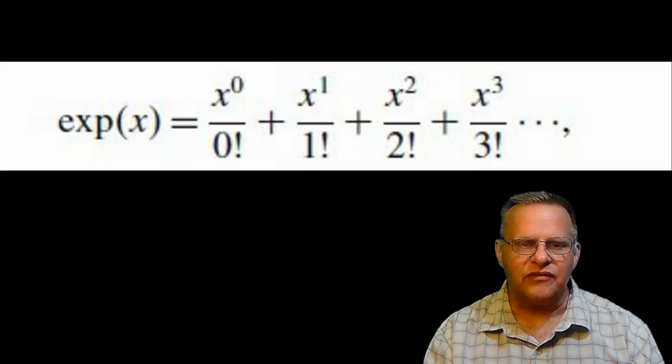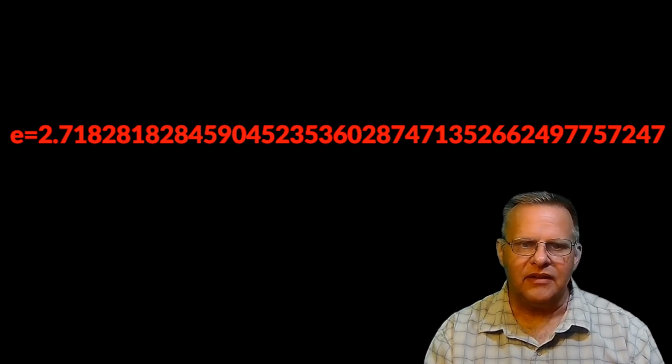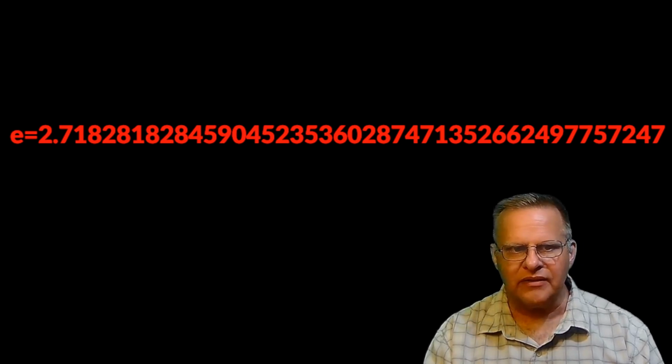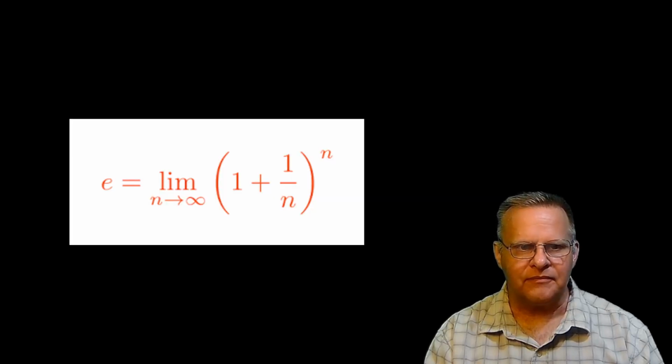So now I'm going to introduce a formula that you may not have seen before. It is an infinite series expansion for the value e. E is a number like pi that never ends. Its value is approximately 2.718. Its value can be calculated by this infinite series.